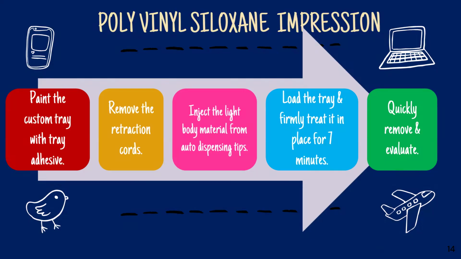Now let's move on to polyvinyl siloxane impression. We'll begin the procedure by painting the custom tray with tray adhesive. Remove the retraction cords. Inject the light body material from the auto dispensing tips. Load the tray and firmly hold it in place for about 7 minutes. Remove the impression quickly with a snap and evaluate the impression.